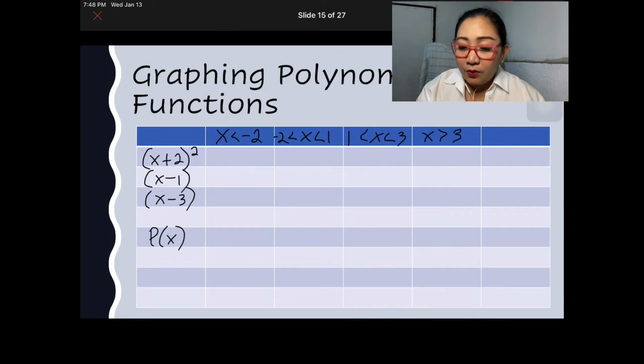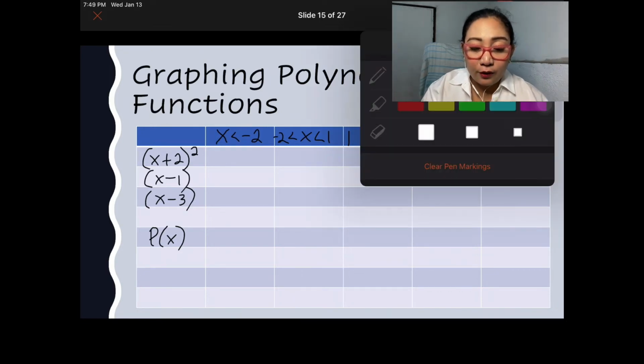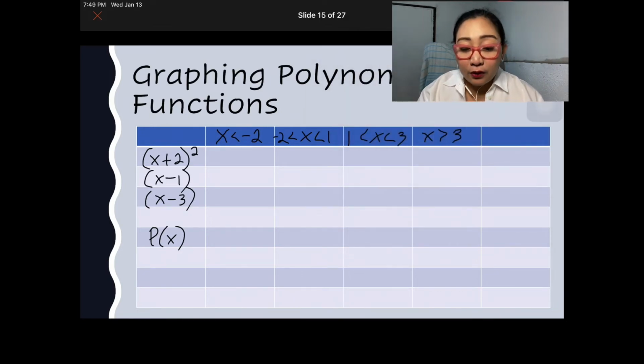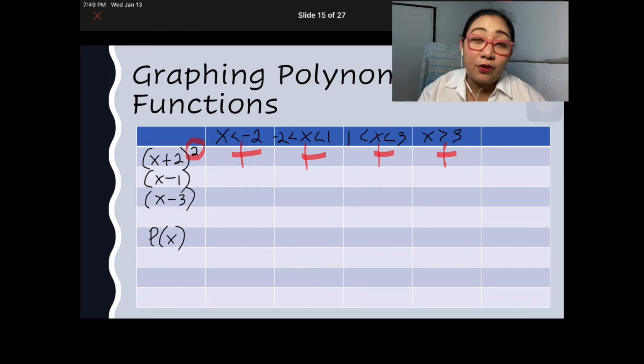Okay? So, we will determine now yung signs ng ating bawat isang area for each factor. So, dun muna tayo sa first factor. Yan po actually, positive siya sa lahat. Without even solving. Paano ko nalaman na positive yan lahat? Kasi po siya ay naka-square. If you have an even exponent, please remember that your answer will always be a positive answer. Okay? Kahit negative yan or positive, it will always be positive. So, plus siya lahat. Okay?